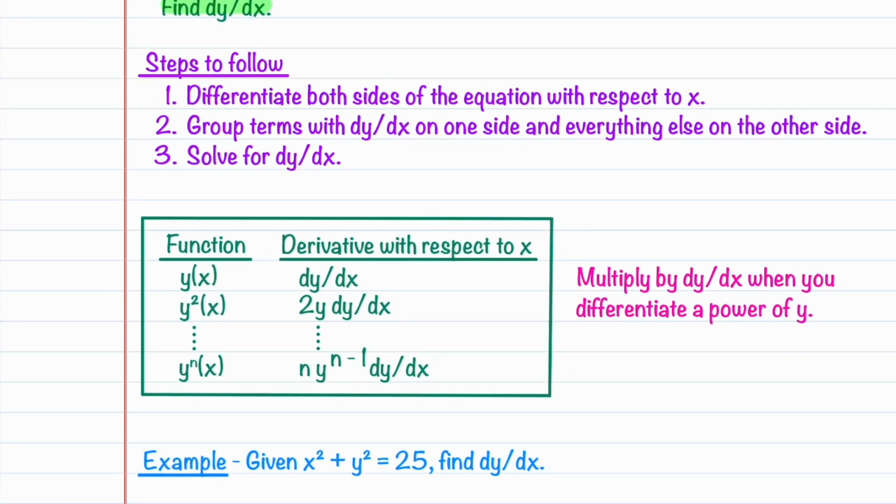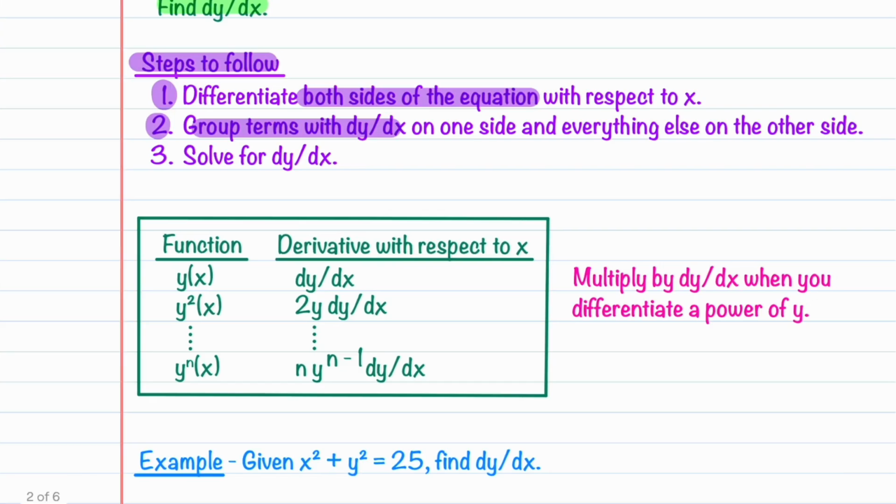I have written down 3 steps that we can follow whenever you have to use implicit differentiation. The first step is just to differentiate both sides of the equation with respect to x. And then the second step is you're going to group terms with dy dx on one side and then put everything else on the other side. And then the third step is that you just have to solve for dy dx.